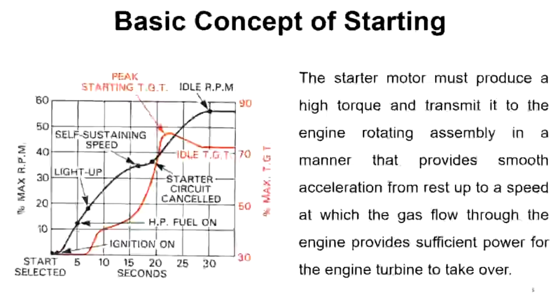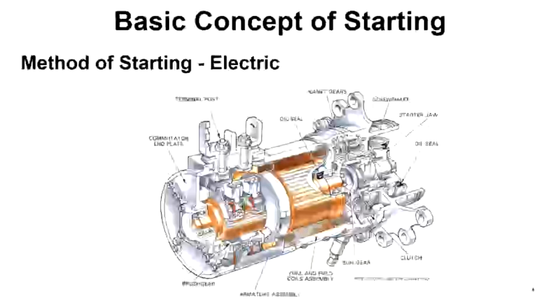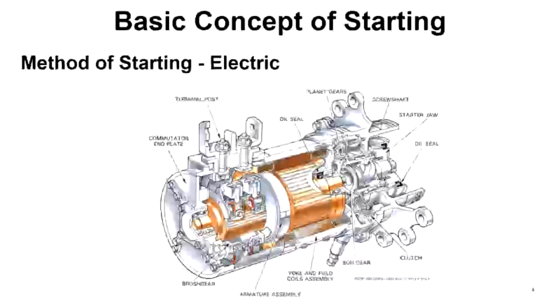Next, on to the methods of starting. First of all is the electric starter, which is usually a direct current electric motor coupled to the engine through a reduction gear and ratchet mechanism or clutch, which automatically disengages after the engine has reached a self-sustaining speed. The full voltage is progressively built up as the starter gains speed. It also provides the power for the operation of the ignition system.